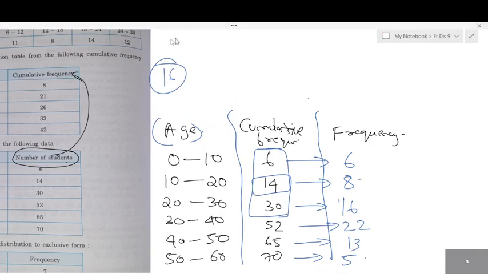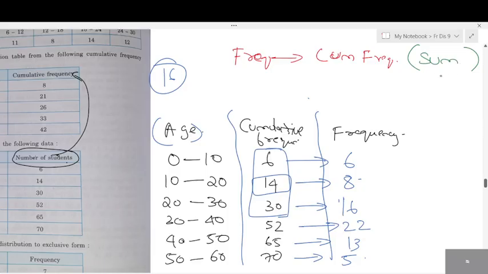Now I want you all to remember the concept, students, from frequency to cumulative frequency. Do we add or subtract? So from frequency to cumulative? Not subtract. Wrong. Add. Sum. From cumulative frequency to frequency, you subtract. How will you all remember this?